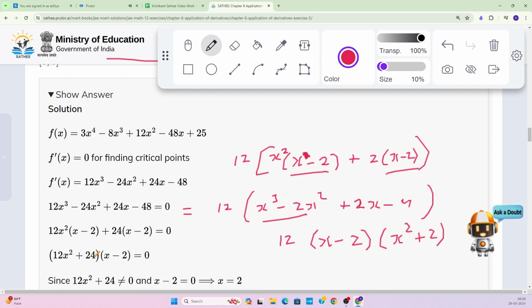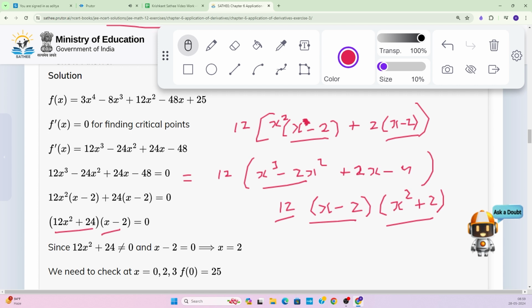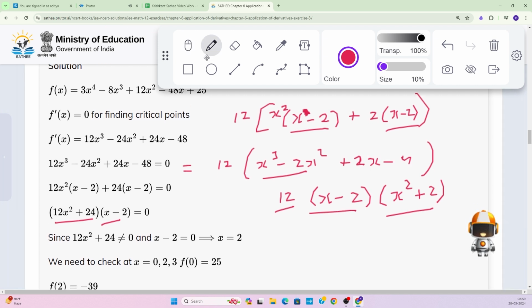Okay, clear? So as you can see, this is already written over here. So x minus 2 and 12 multiplied with this will give you 12x square plus 24. Now put them equal to 0. What will you get? You will get your critical points. So the critical points will be x equals 0, as you can see, and this cannot be 0. Okay, this cannot be 0. So this means the only critical point you will get is x equals 2.